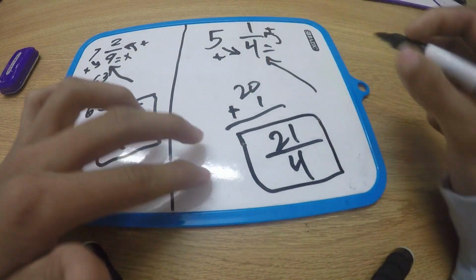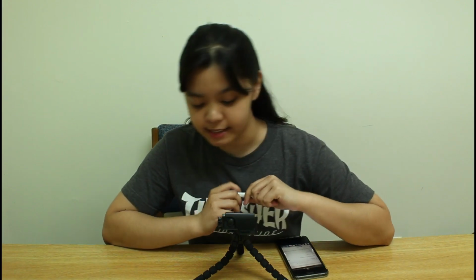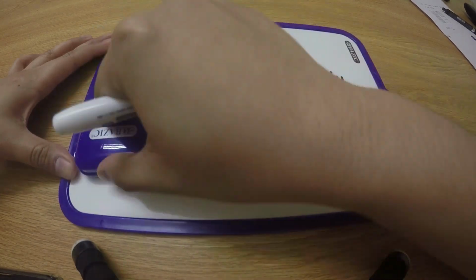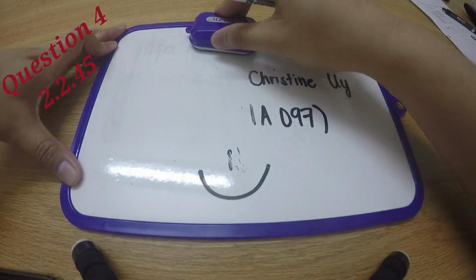And that's your answer. Hi, my name is Christine Uy from class MA 097. So today I'm going to be teaching you how to write an improper fraction as a whole or mixed number.